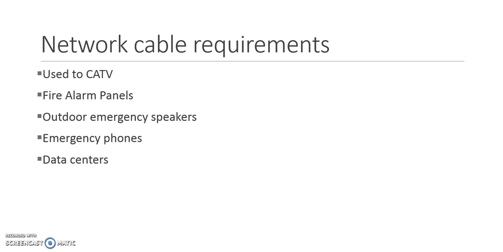Network cables are not only used for network connectivity for internet access. At UTB, we use network cables for cable TV, fire alarm panels, outdoor emergency speakers, emergency phones, and data centers. That is one of the reasons why UTB requires a high standard quality cable, because that cable has multiple uses.